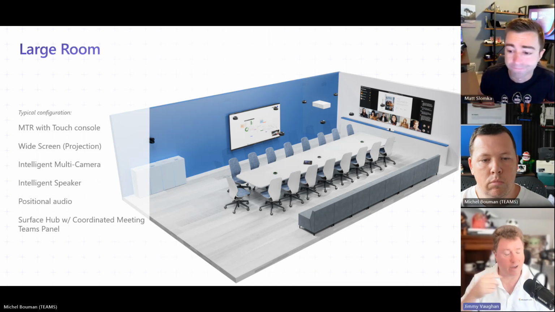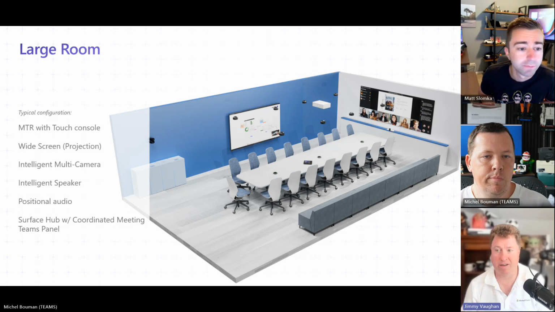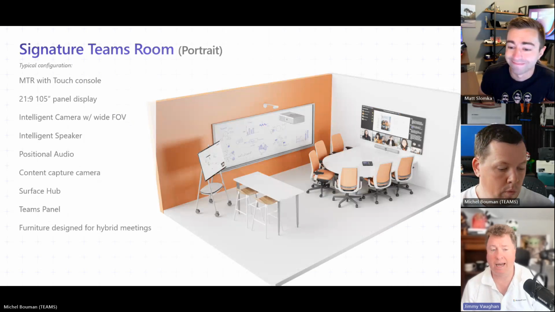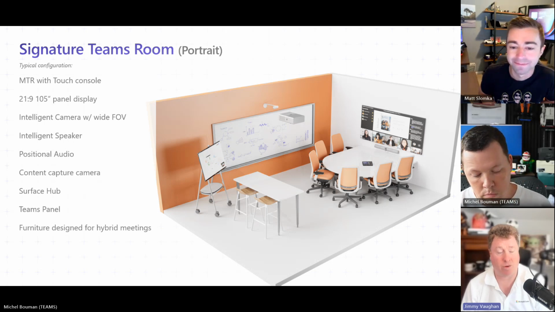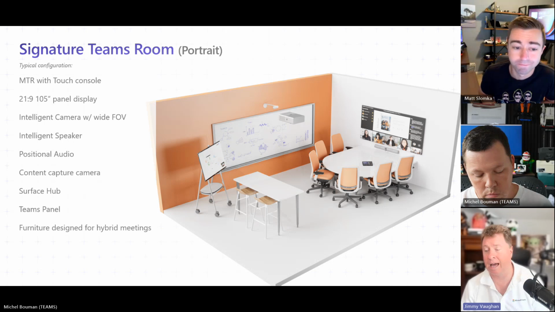Yeah, and the next archetype that we're going to talk about is signature Teams rooms, and it's labeled as portrait. Now, again, this is a smaller room, allowing that focus room to be a signature room, but allowing you to do it with a projector, allowing it to be a roaming Surface Hub that doesn't attach to the wall.